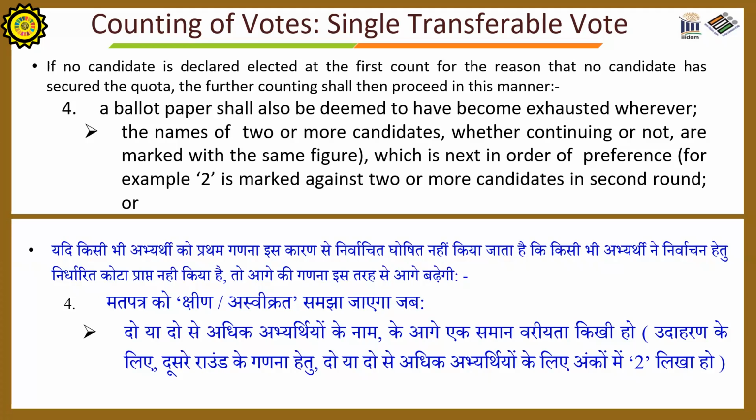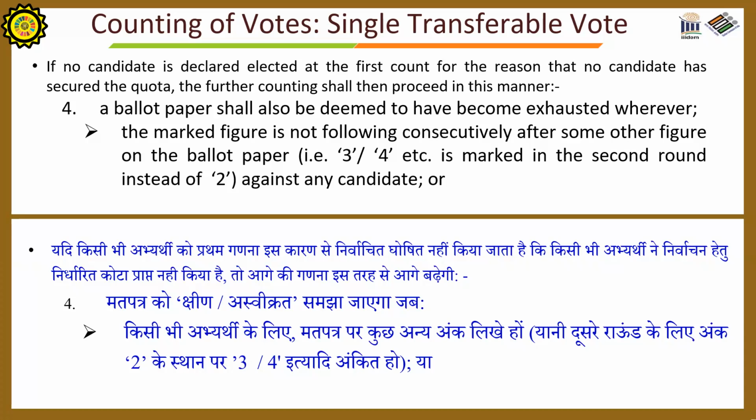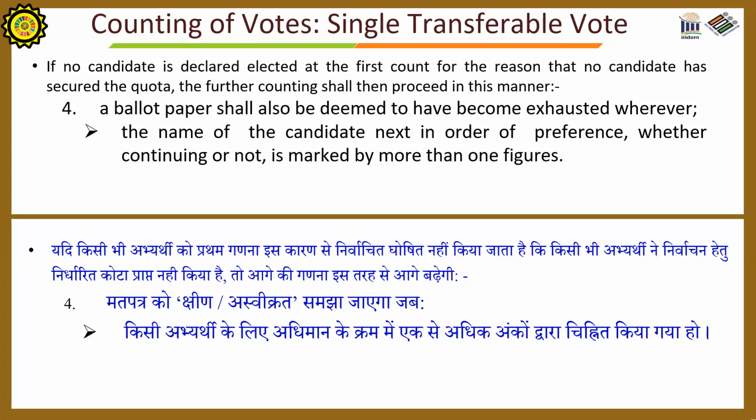For example, 2 is marked against 2 or more candidates in the second round. The marked figure is not following consecutively after some other figure on the ballot paper, that is, 3 or 4 etc. is marked in the second round instead of 2 against any candidate. The name of the candidate next in order of preference, whether continuing or not, is marked by more than one figure.